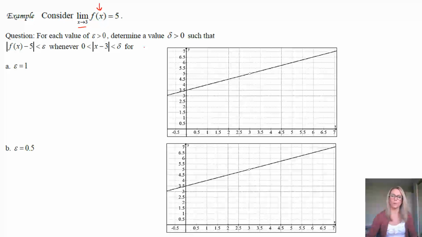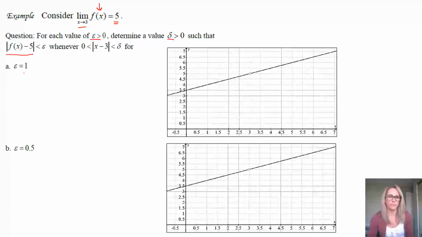But we're talking about what happens as we approach 3, and we're told that the limit is 5. So we're given that. So we're kind of piecing ourselves together here. So for each value of epsilon greater than 0, determine a value delta greater than 0 such that when you look at the difference between the limit and the function, that will always be less than epsilon whenever in the x direction, that difference between x and 3, remember that's the x value you're approaching, is less than delta.